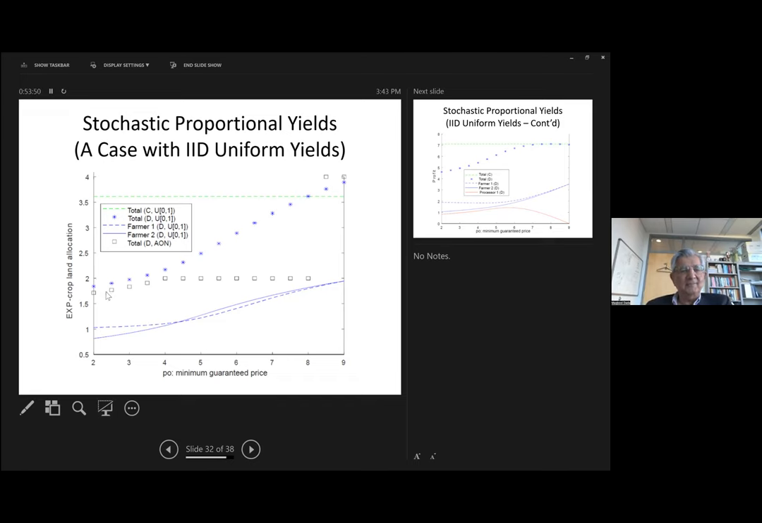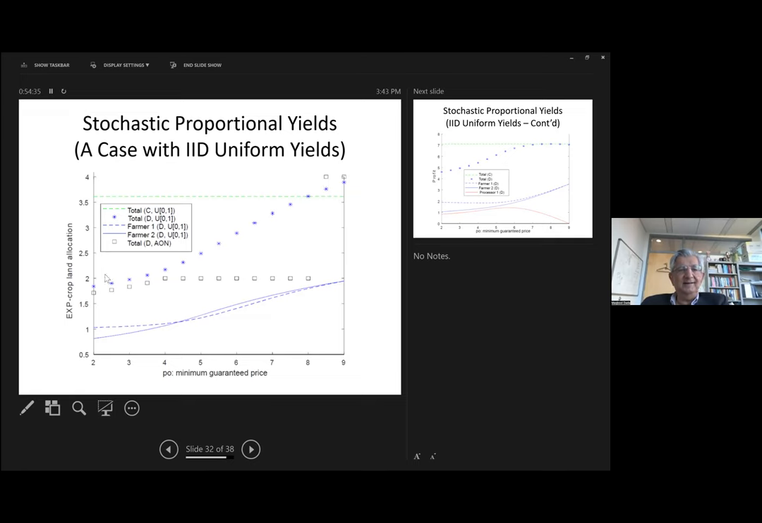So this is just an example of how, by solving this problem region by region, polygon by polygon, in the picture I showed, we can paste and build this solution. So the green line is a centralized solution. So it's independent of the price because the government owns everything. And you can see that this blue line is the total amount that we will plant. And if you make the price too high, it can exceed what you would want as a centralized planner.